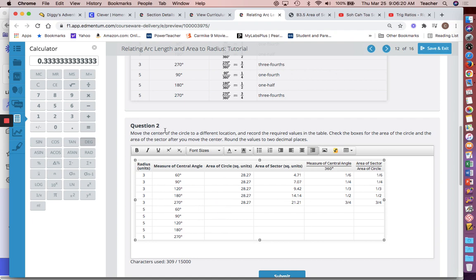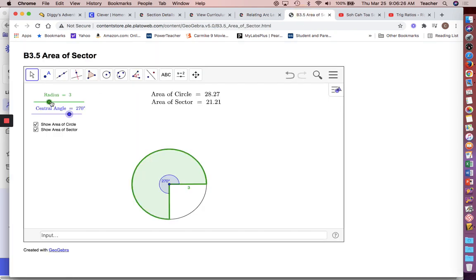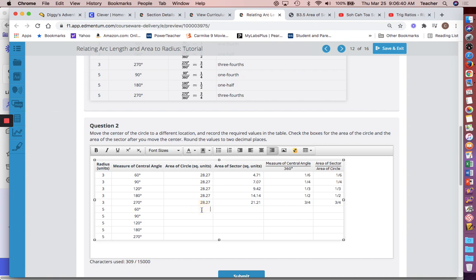All right, so the radius is about to change. And we're going to move this back to 60. So change the radius to 5. Move this back to 60. All right, so area of the circle is now 78.54. Which all of these will be 78.54.